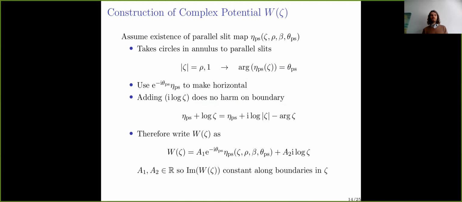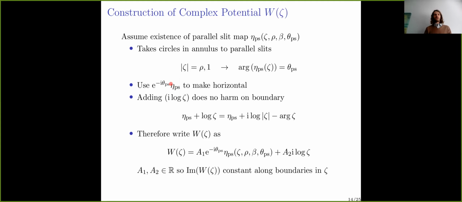So the construction of the complex potential: let's just assume that we have these maps and they have the properties that we hope they have. For the complex potential, we need a parallel slit map. It's going to take circles in the annulus to parallel slits. So that means for magnitude of zeta being constant, at rho and 1, the argument of our parallel slit map can't change. So they're lines. In order to make that horizontal, we can simply multiply by an exponential with the appropriate phase, and that'll make it horizontal. So there already we have a little bit of room to play with.